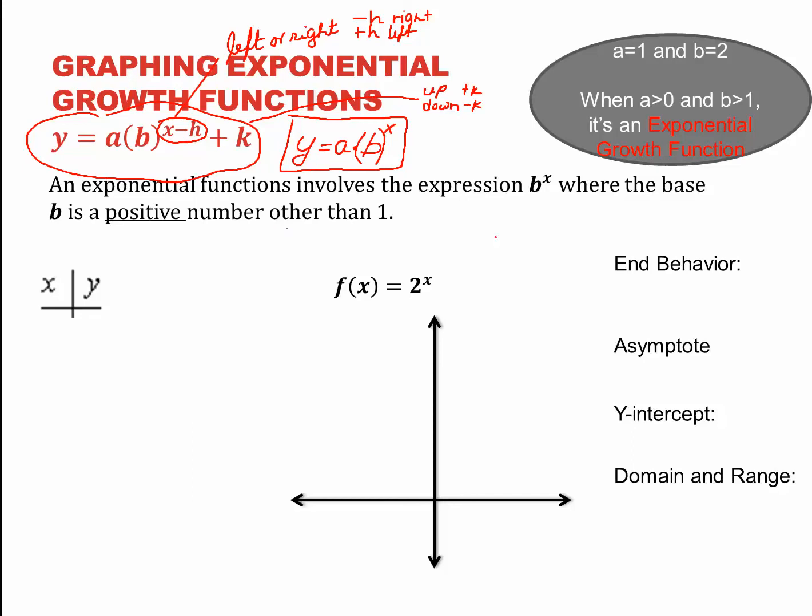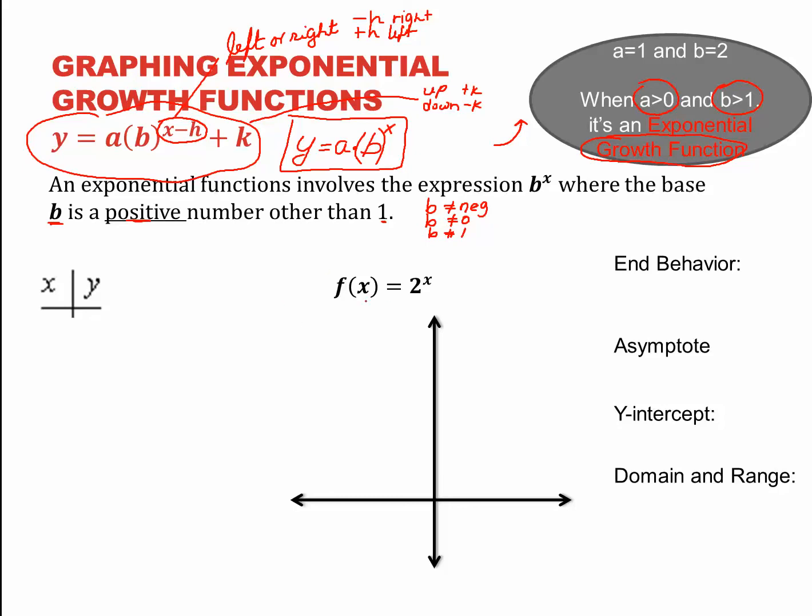The main things that we want to have is we have two types, as we've been discussing in class. We have a growth function. And when is this growth? Well, when a is greater than 0 and when b is greater than 1. Then we have a growth function, which is going to look like this. Remember that b is always going to be a positive number other than 1, right? So b cannot be negative, b cannot be 0, and b can't be 1. And we discussed this in class.